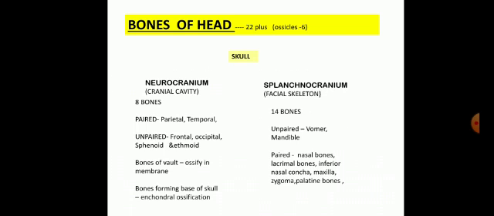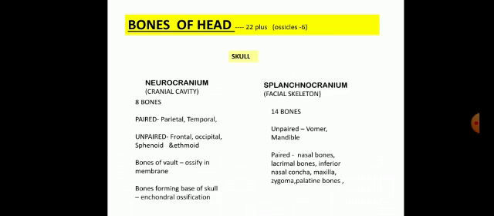The bones that form the skull are totally 22, plus the 6 ossicles inside the ear. So each ear will have 3 ossicles: malleus, incus and stapes. The bones that form the skull can be broadly divided into two groups, neurocranium and splanchnocranium.